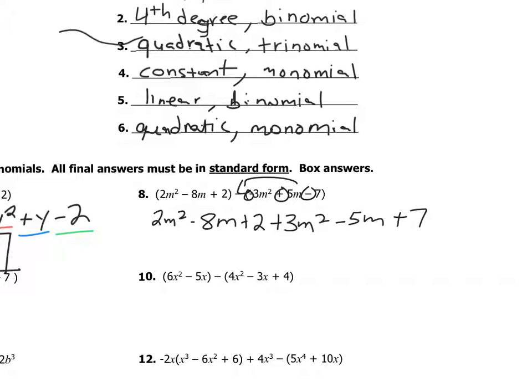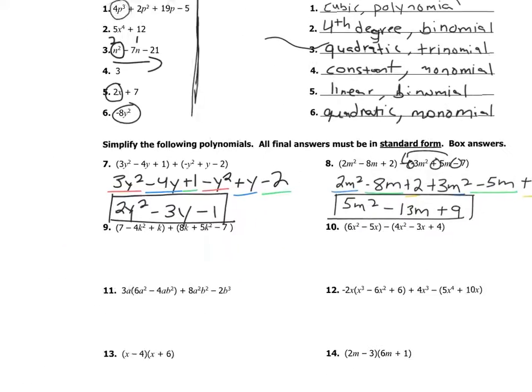And then once again, you just combine like terms. So here we have 2m squared and 3m squared. Here we have negative 8m, negative 5m. Here we have positive 2, positive 7. So this would be 5m squared. And the negative 8m minus 5m would be negative 13m. Then 2 plus 7 is 9. Okay, and again, this is already in standard form, so luckily for us, we don't have to manipulate it any further.